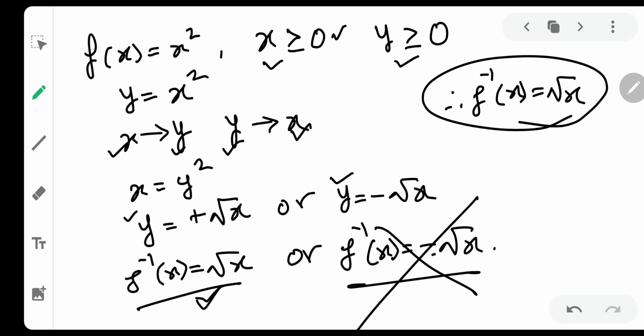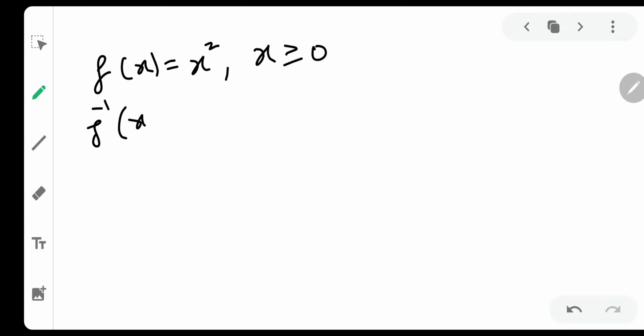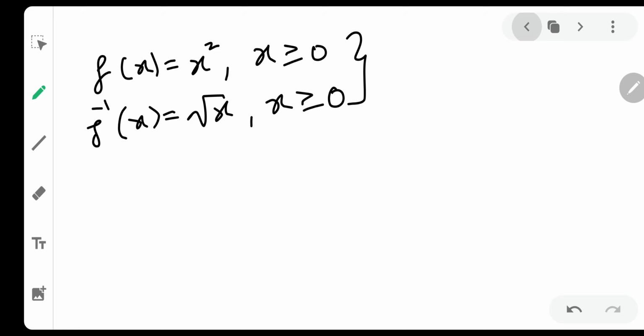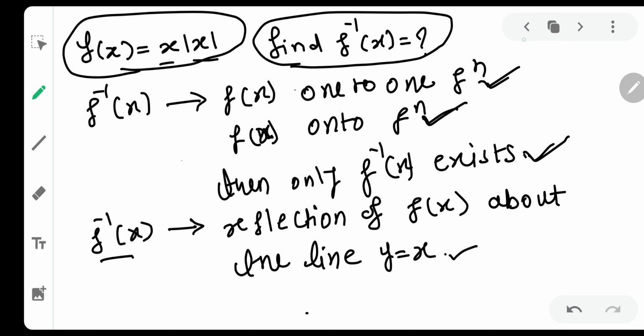So basically we understood that if you are given f(x) equal to x square, where x is greater than or equal to 0, then your f inverse x is nothing but positive root x, where x is greater than or equal to 0. This is what you understood by the proper algebraic method. Also I have shown you the graphical method in which we draw x square, then we draw the line y equal to x, then we take the reflection. The reflection graph is nothing but the root x graph. So simple.